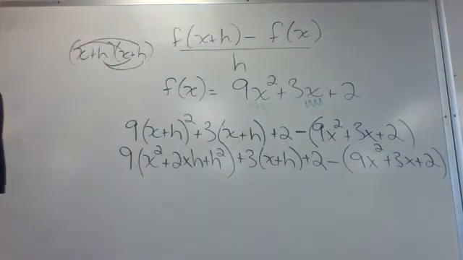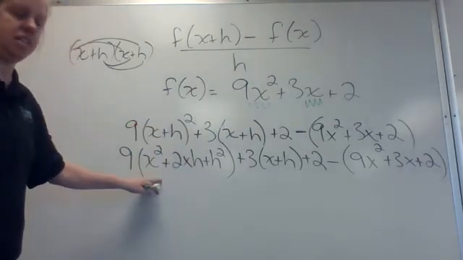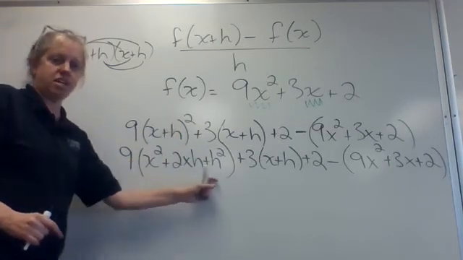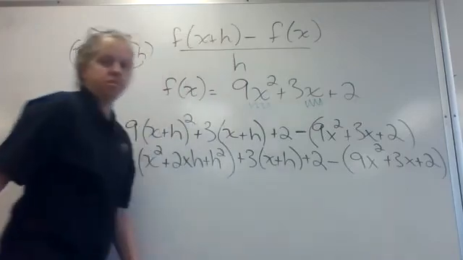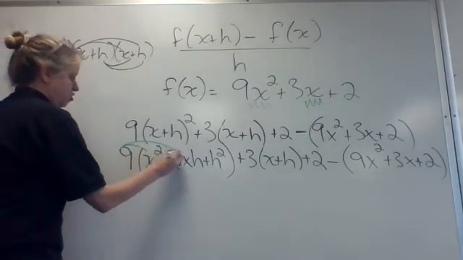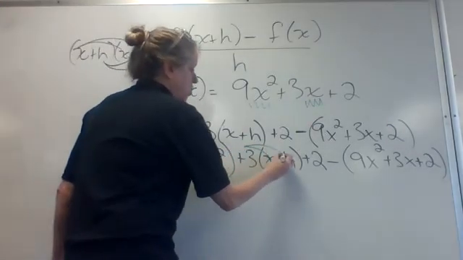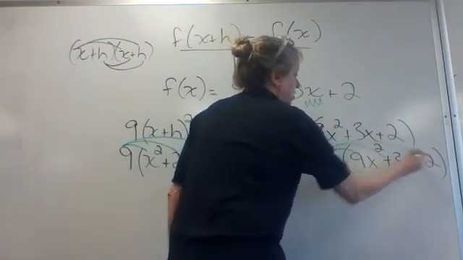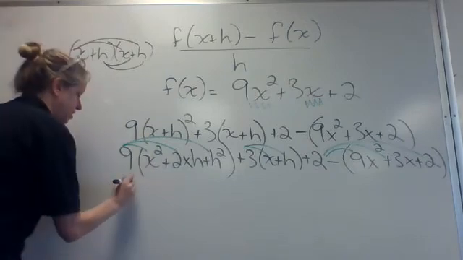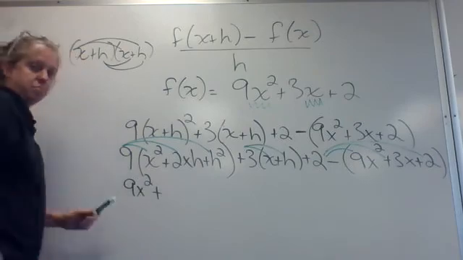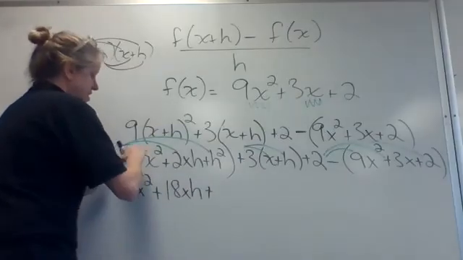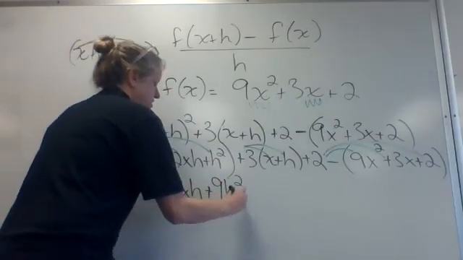Okay, I probably could have combined a couple of steps here, but all I've done from this step to this step is x plus h squared, FOIL it together. It's always going to give you this. And then I just drop the rest of this down. Okay, now I'm going to remove all the parentheses. So this one I'll have to distribute the 9. Here I'll distribute that 3, and here I'll distribute the negative. So let's see, 9 times x squared gives me 9x squared plus 9 times 2xh gives me 18xh plus 9 times h squared gives me 9h squared.